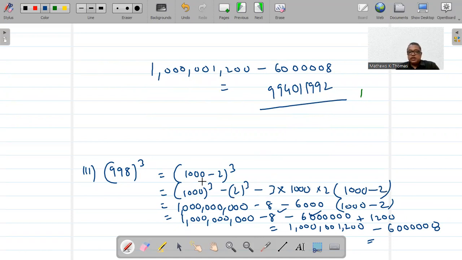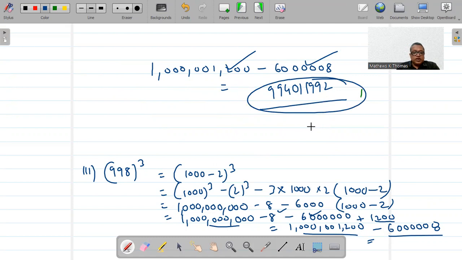Note down the steps again. A minus b whole cube I have applied here. A cube minus b cube minus 3ab, a minus b. I've opened the bracket here. So I'm getting the terms as per the identity. Then I've opened the brackets, added the positive terms. I got this, added the negative terms together. I've got this. Then I have subtracted the positive term and negative term. And final answer, I'm getting 9940,11992. Right.